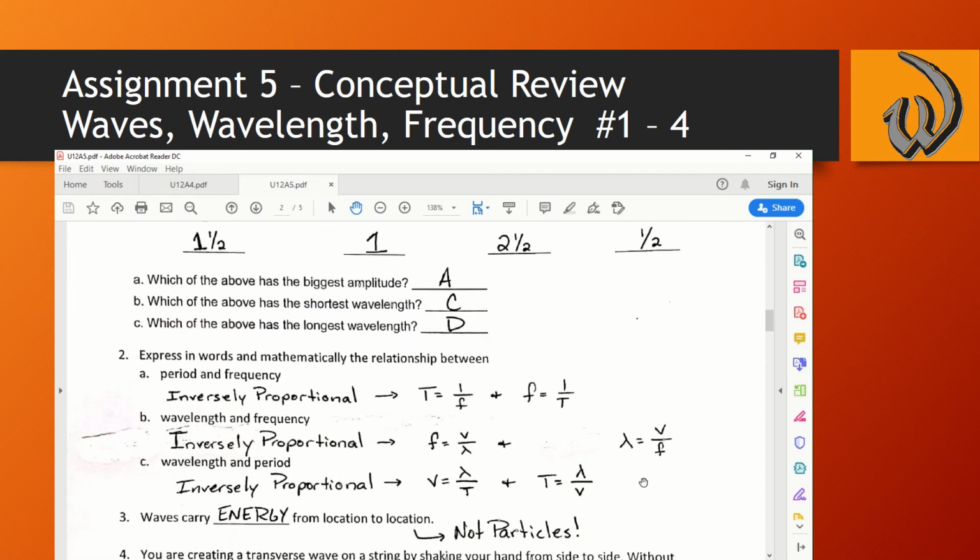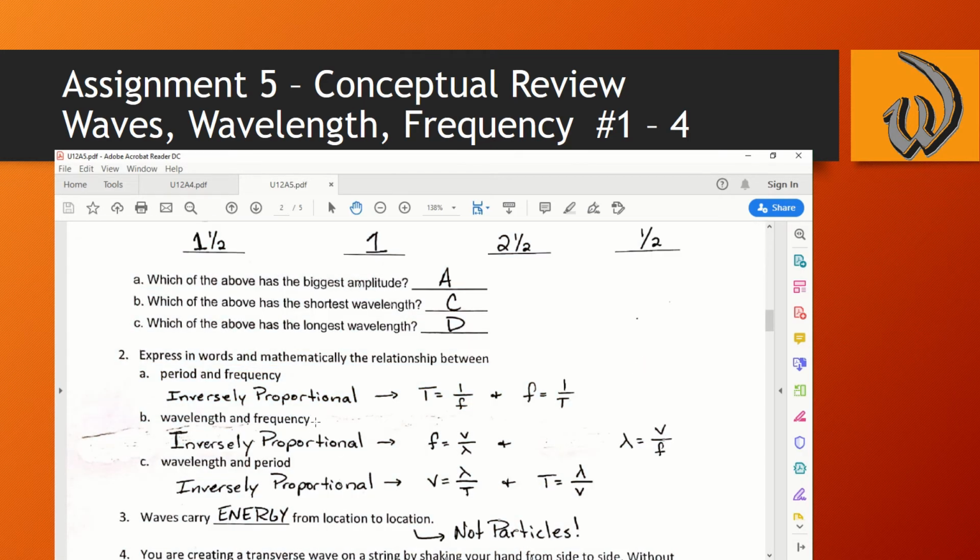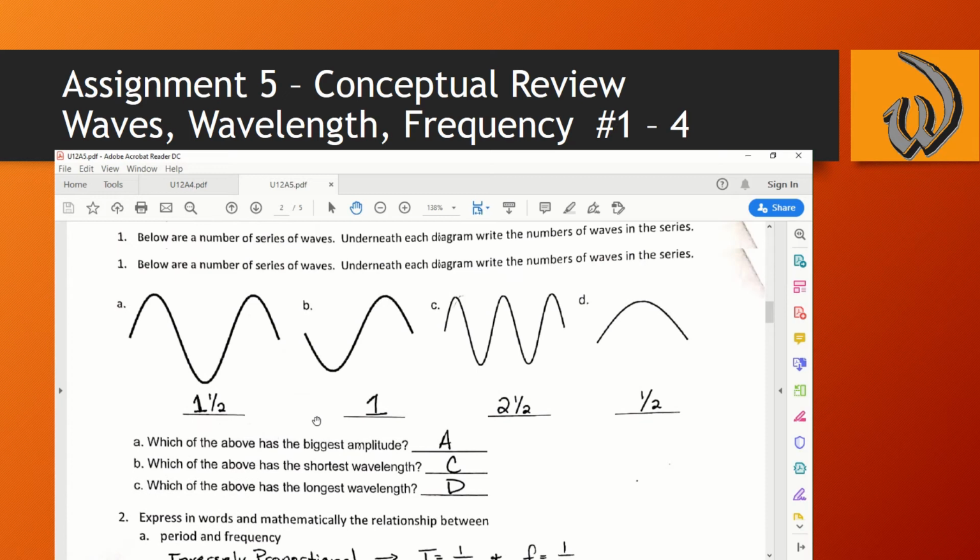For your mathematical relationships between period and frequency, this was actually letter A from first semester. This is something we did in circular motion, so I wanted to point that out. It's not new. They're inversely proportional to one another. When you're talking about wavelength and frequency, they too are inversely proportional.